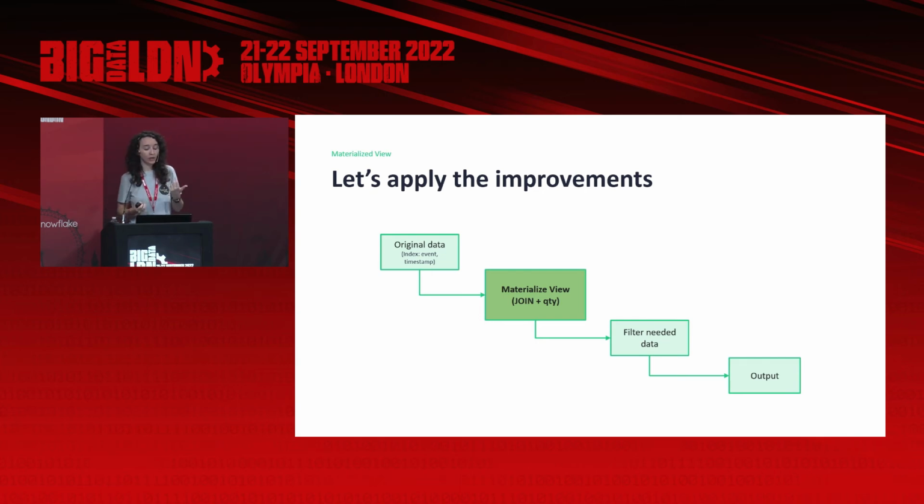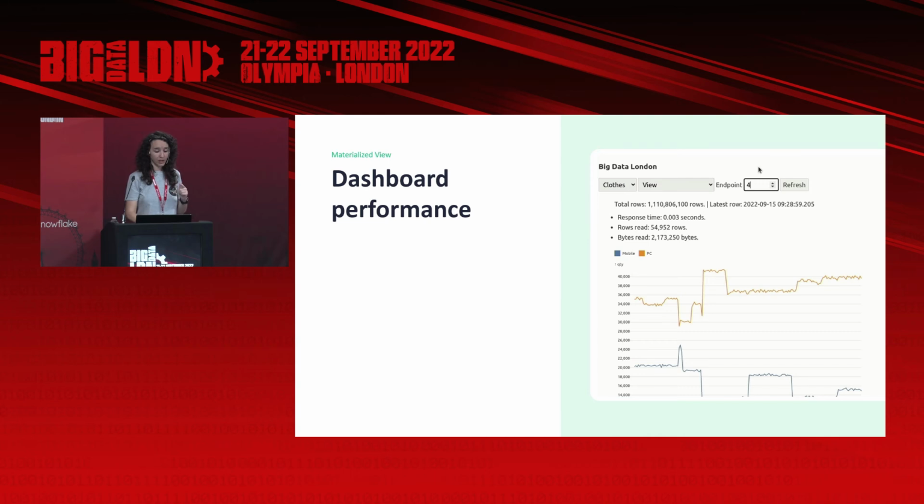So what we can do in this use case is to materialize the join and the quantity calculation, the group by. Meaning that every time new data is ingested, the new events are coming, we perform the join at that time, and we perform the group by. So after applying this materialized view, that's how the dashboard is performing.